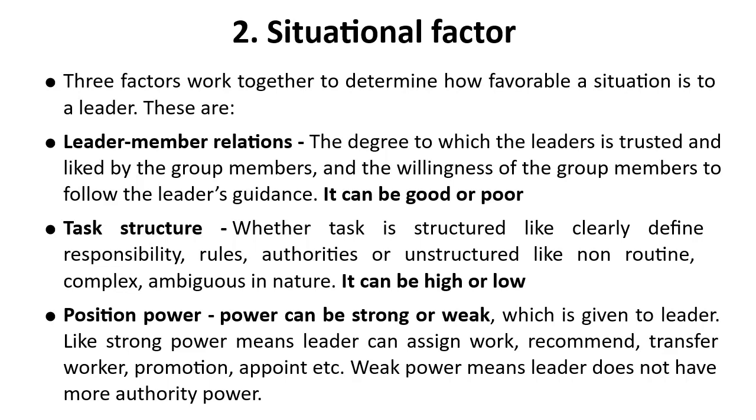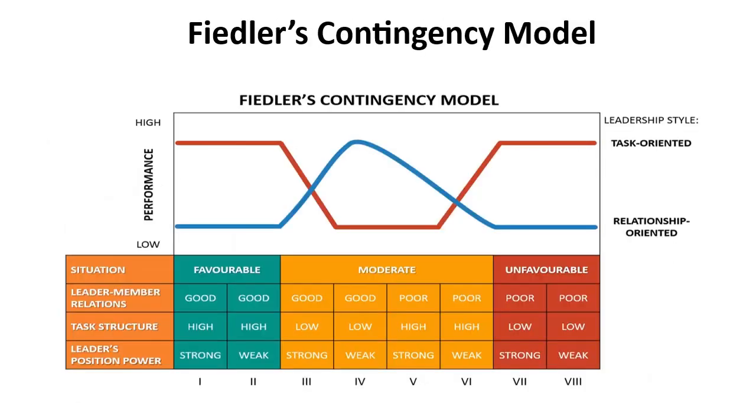First, we identify the type or style of the leader through LPC. It can be task oriented, relationship oriented, or moderate. Then we identify the leader-member relationship, task structure, and position power. Now, on the basis of these situations, 8 different combinations are possible. If you see here at your left side, all 3 situations are there: leader-member relationship, task structure, and position power. There are 8 different possibilities.